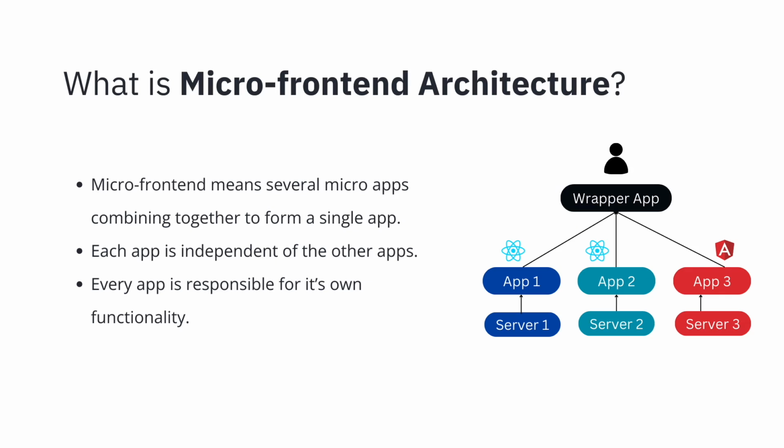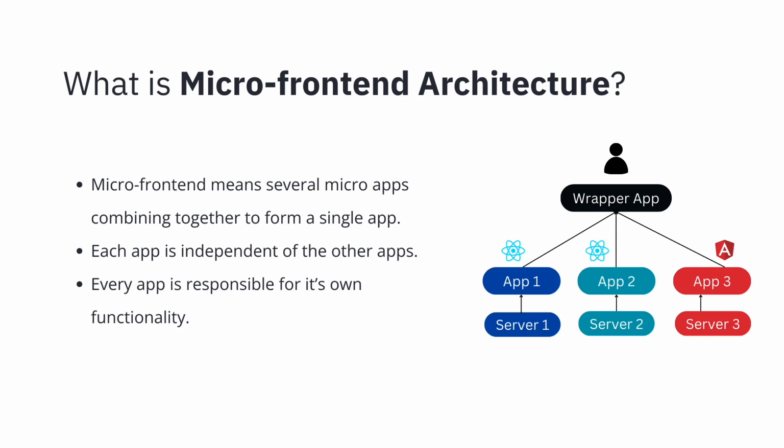The term micro frontend means several micro applications running behind the scenes, combining with each other to make a single application. We have these tiny applications divided into separate modules. These micro apps run independently and come together in one single wrapper app that the user sees and interacts with. Each app is independent of the other apps, so app one doesn't really depend on application two and application three, etc.